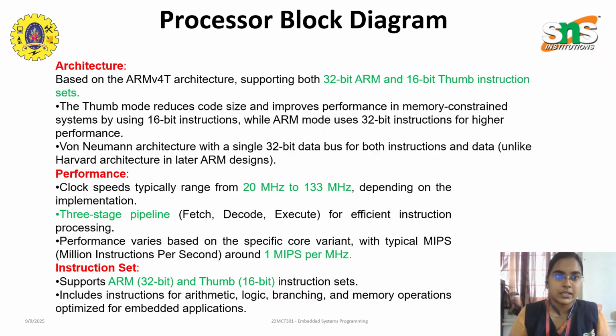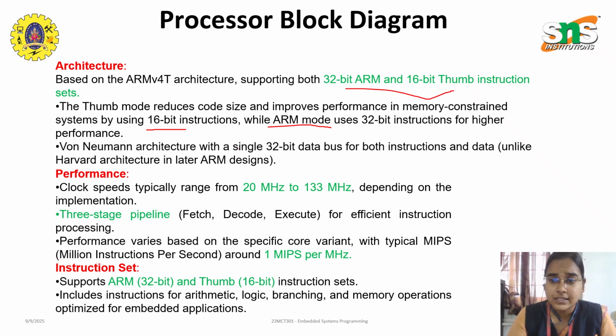Now let us get into the architecture of this ARM processor. It is based on the ARMv4T architecture, supporting both 32-bit and 16-bit Thumb instructions. The Thumb instructions reduce the code size and improve performance under memory constraints by using 16-bit instructions, while ARM mode uses 32-bit instructions. So we have two modes of operation, ARM mode and Thumb mode. ARM mode uses 32-bit, and Thumb mode uses 16-bit.